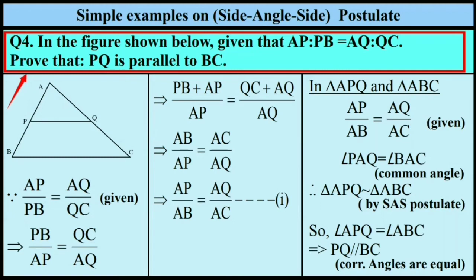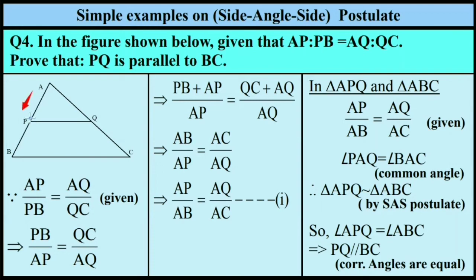Here is a very simple question on side angle side postulate. Question number 4. The question says, in the figure shown below, given that AP by PB is equal to AQ by QC, prove that PQ is parallel to BC. This can also be done using converse of basic proportionality theorem, but I have to show you the use of side angle side postulate.